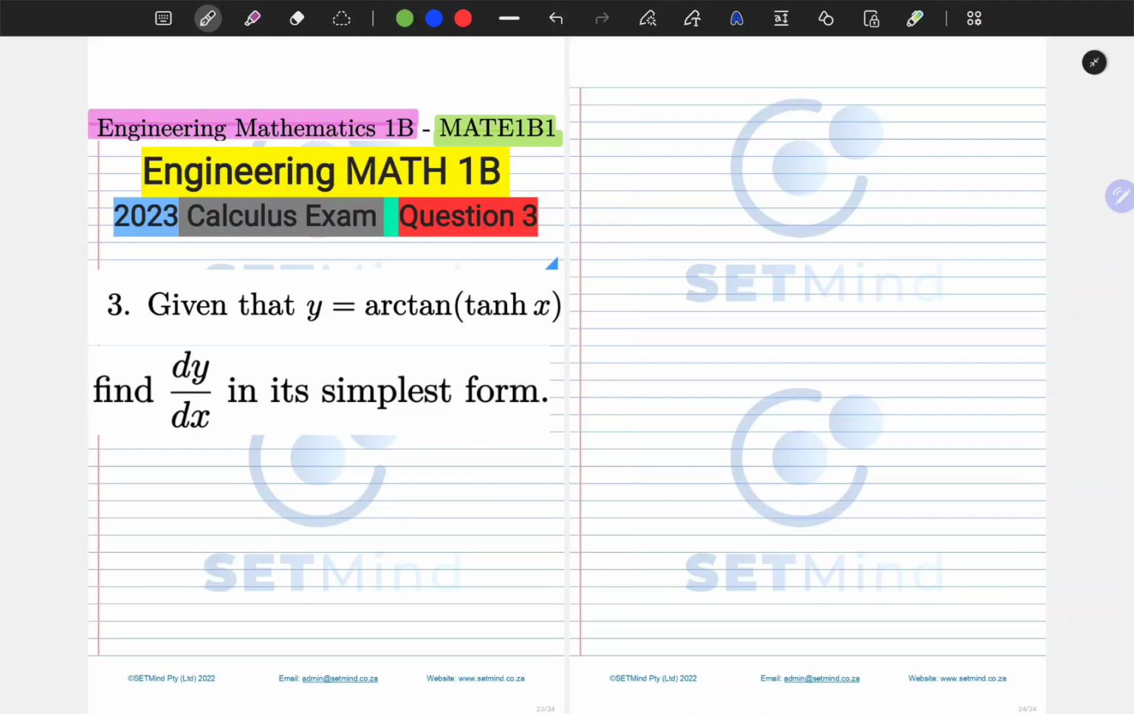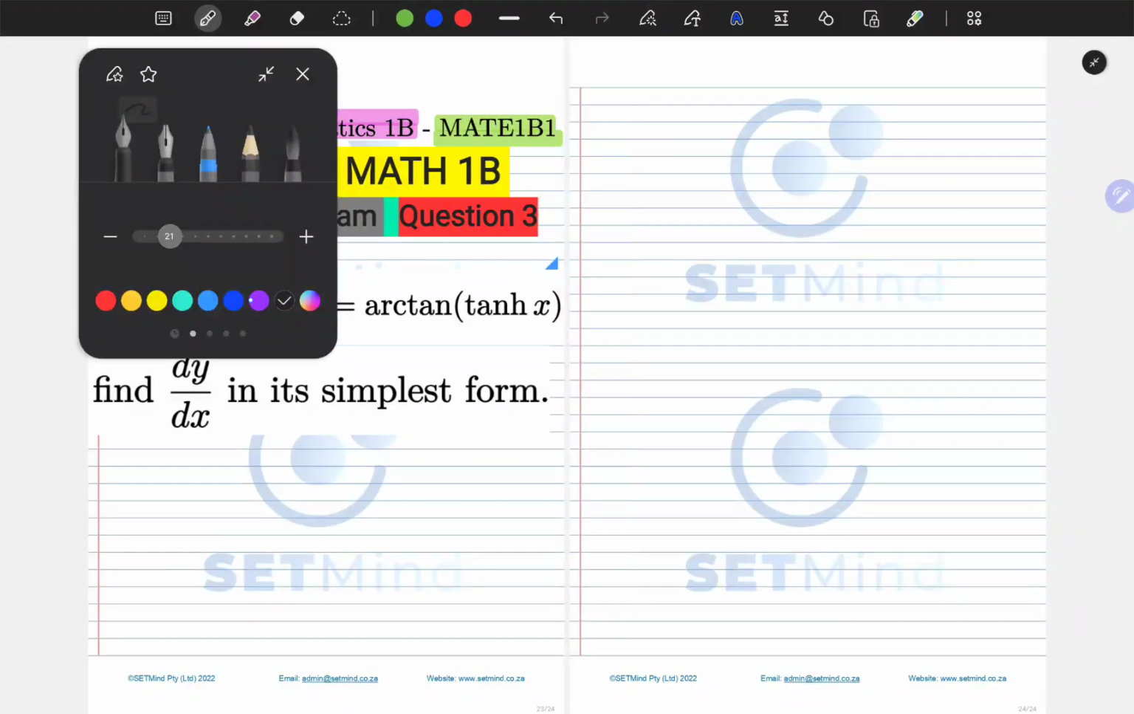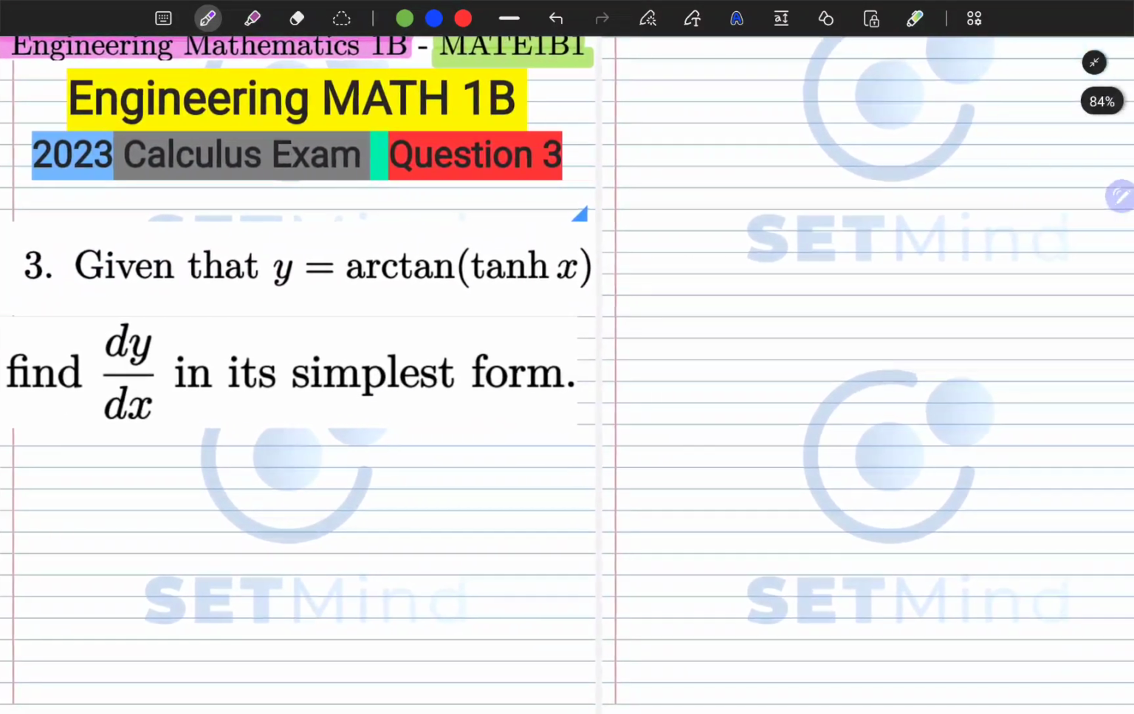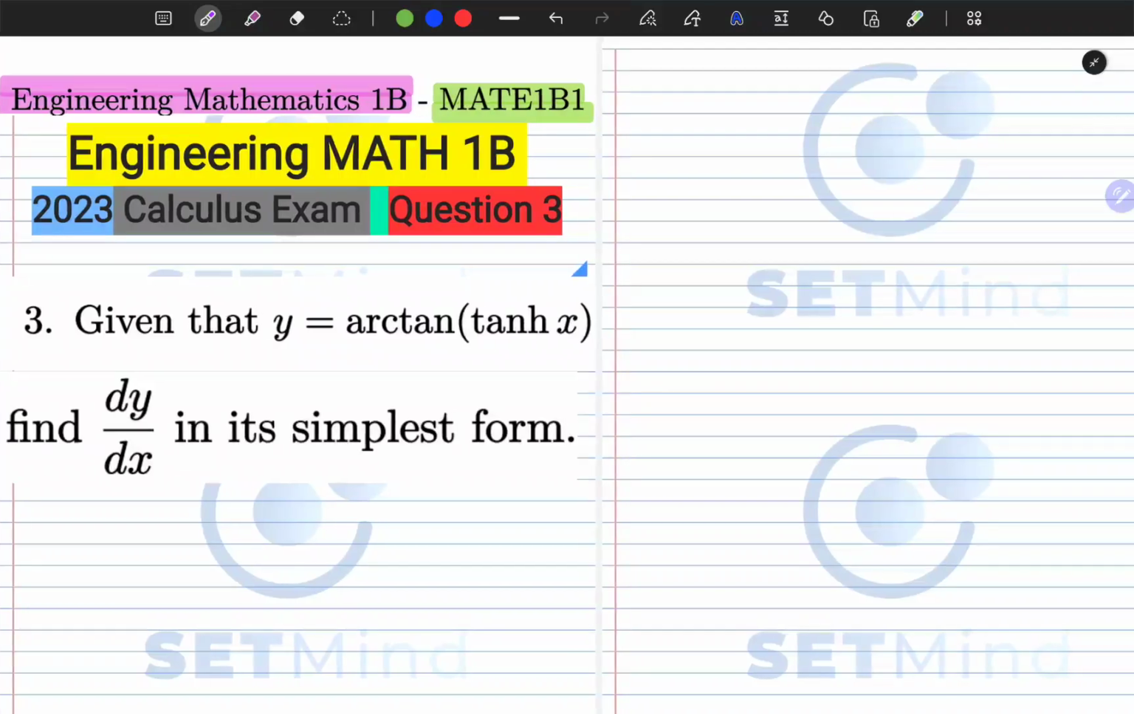In this edition we are looking at question 3 for the Engineering Maths 1B course, looking at the 2023 calculus exam. In this question we are required to find dy/dx in the simplest form, and we are given this function here, which is arctan of the hyperbolic tan of x.